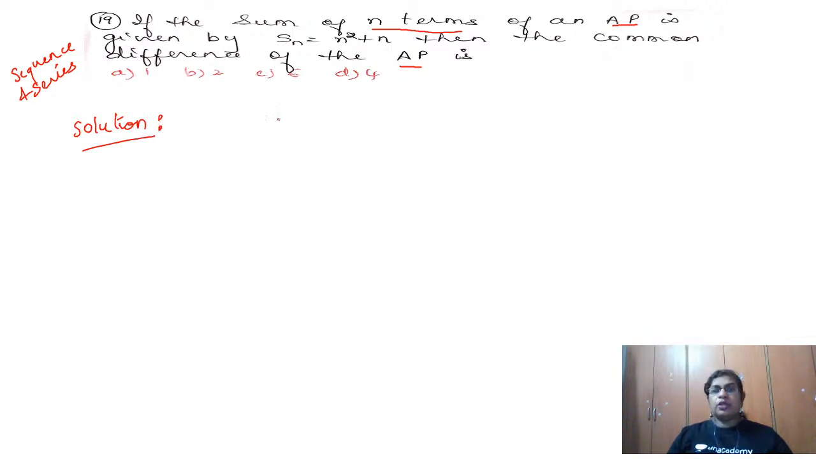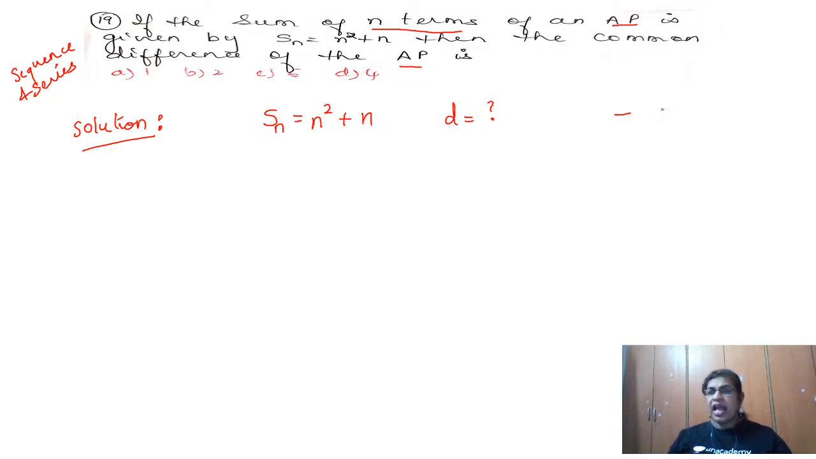So first let us write what is given. Sn is given. Sn is how much? N square plus n. What is asked to find? Common difference. So D is equal to how much? Now tell me, in order to find common difference, we require two terms, isn't it?